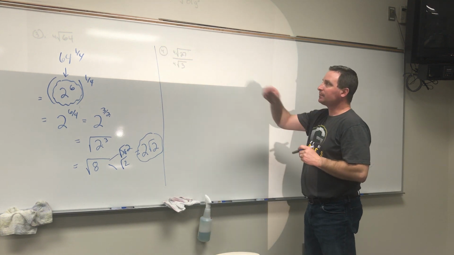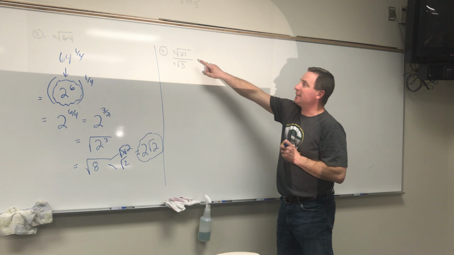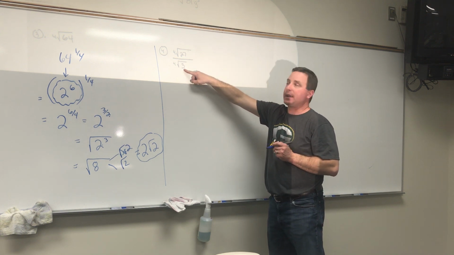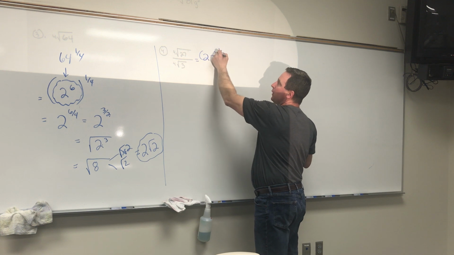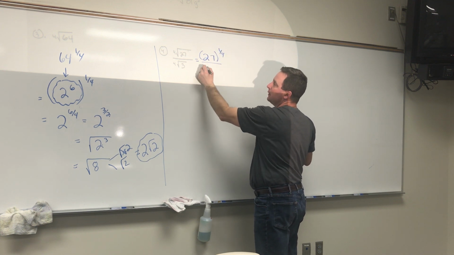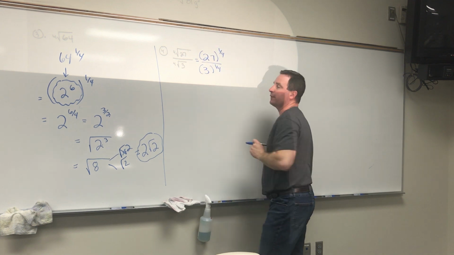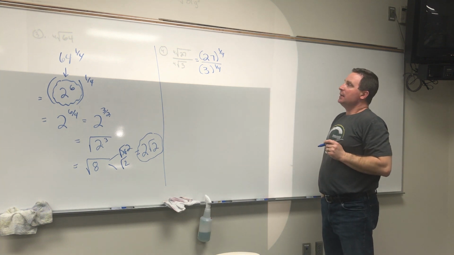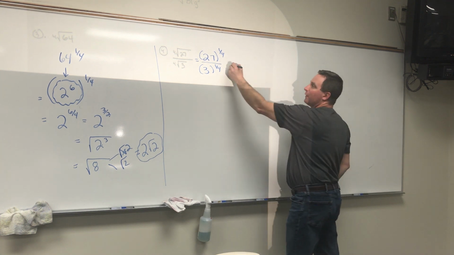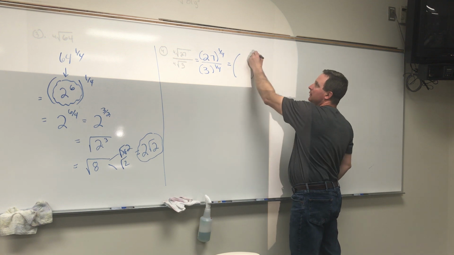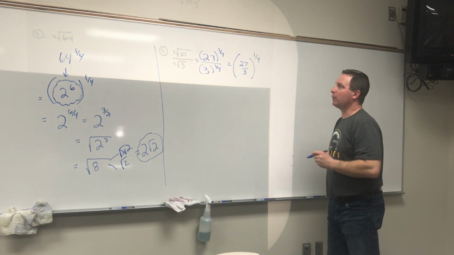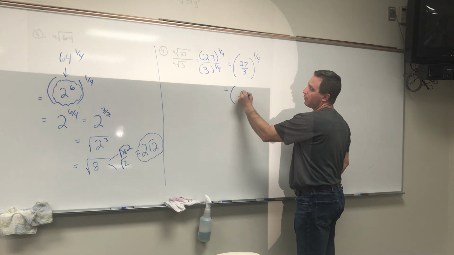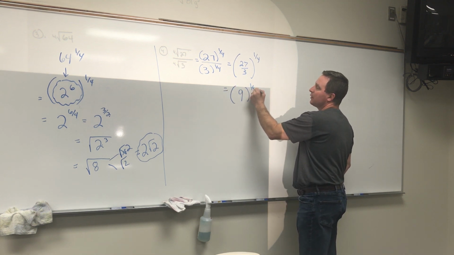Okay, let's look at number 4 here. We're almost done. Okay, 27 is not a perfect 4th, and neither is 3. So I'm going to rewrite this as 27 to the 1/4. I'm going to write it in fractional form. And 3 to the 1/4. Now, since they're both being raised to the 1/4, I could do this: 27 over 3, both raised to the 1/4. And 27 over 3 is 9 to the 1/4.